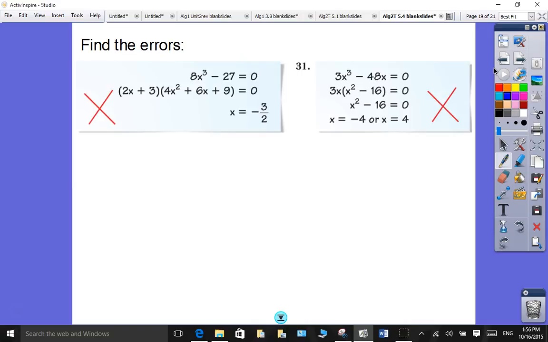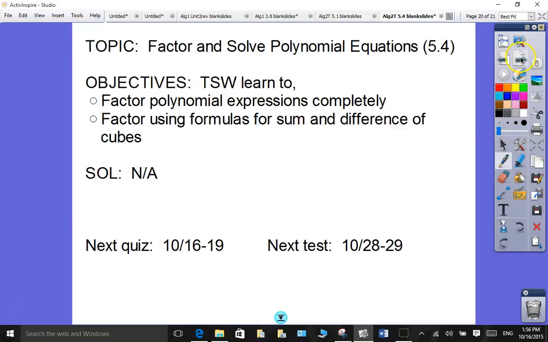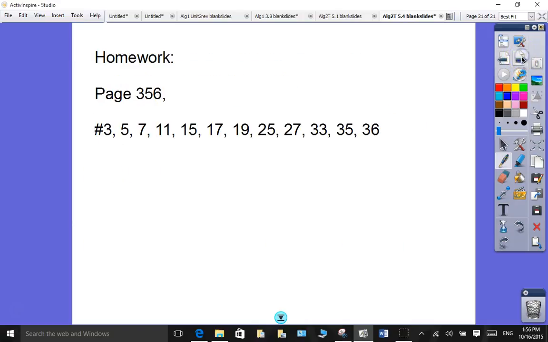What did they do wrong over here? What did they do wrong on the right? Besides the fact that they actually didn't factor, they just gave us the two solutions that come from that, which is not altogether wrong, but not really the 3x. What did they not? The x, right? What solution should have come from the x? 0, and they didn't have a 0. So that's the mistake. Okay. So that's it. That's homework.